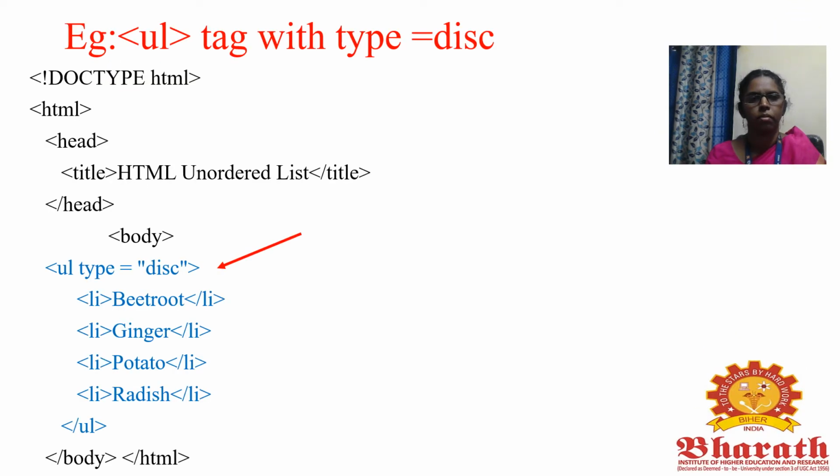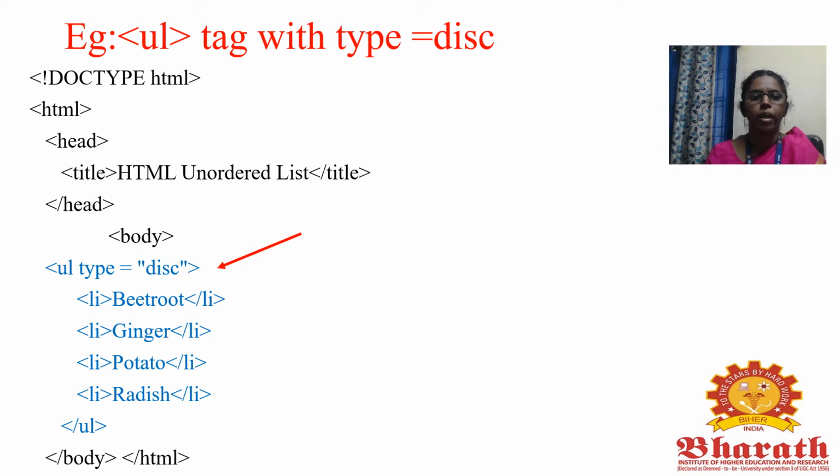If we continue, the second example is the UL tag with type is equal to disk. The same procedure we have to use. The first one is the document type HTML. It specifies the type of the HTML as well as the version of the HTML we are using. And the HTML tag should contain the head as well as the body. Within the body, we have to specify the unordered list. Then within the head, we have to specify the title. We can give any title name related to our program.